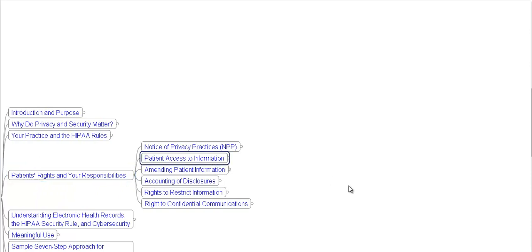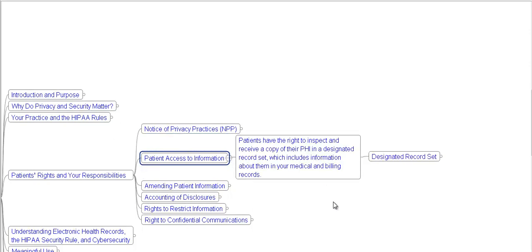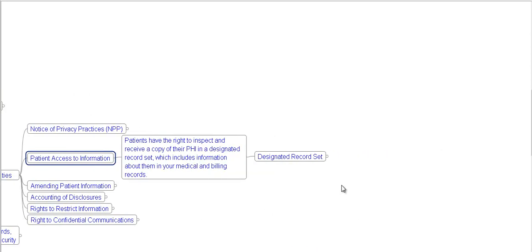Okay, patient access to information. Patients have the right to inspect and receive a copy of their protected health information in a designated record set, which includes information about them in your medical and billing records. Designated record set. Okay, what is a designated record set?